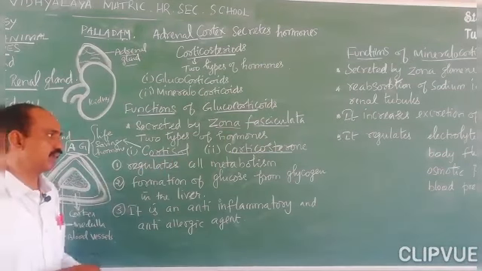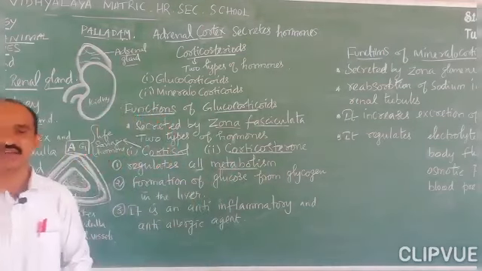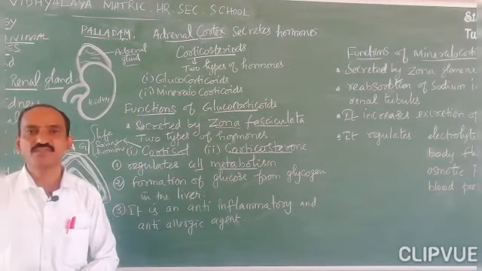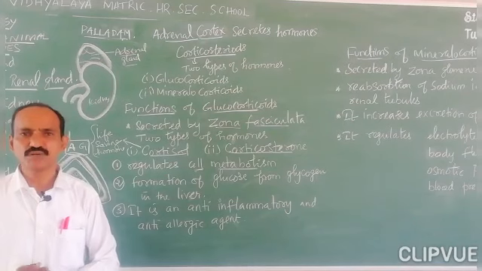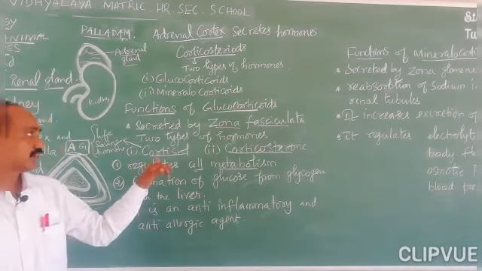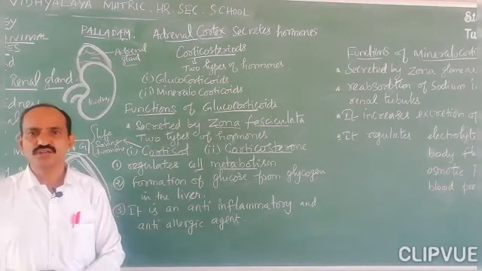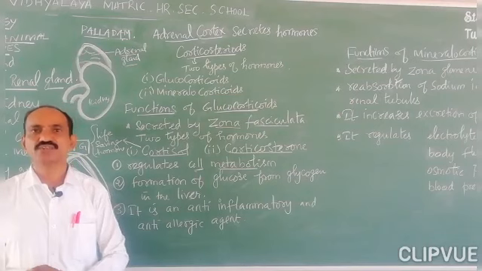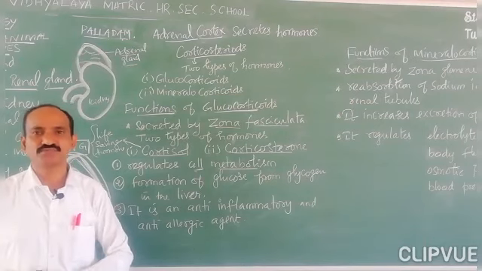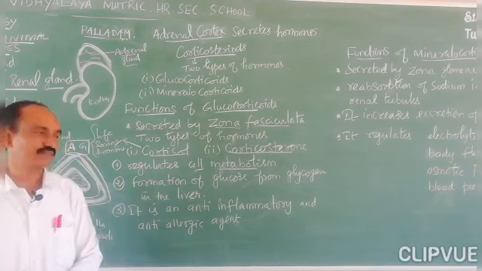the cell metabolism, the chemical reactions. The glucocorticoid hormones are the ones that control and regulate the cell's metabolism. Glucocorticoids regulate the chemical reactions which take place inside the cell.